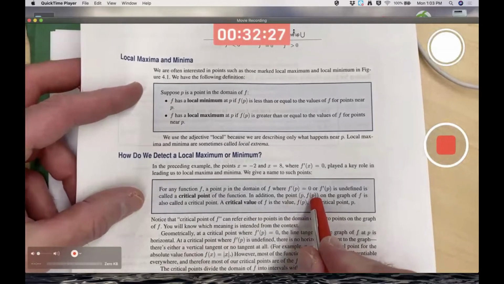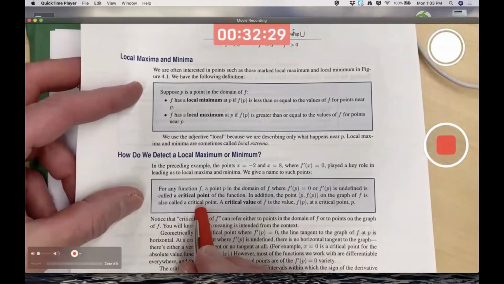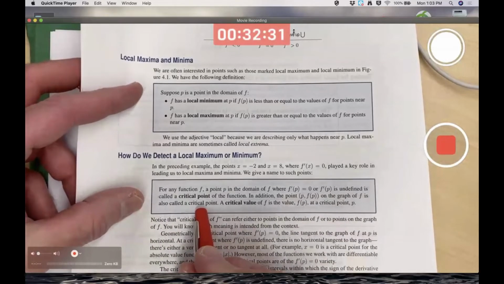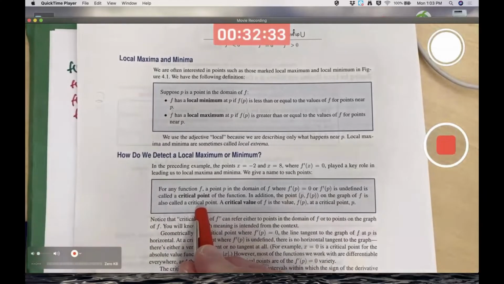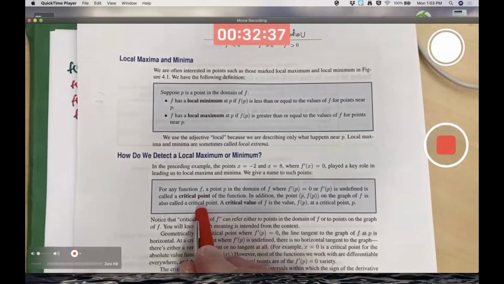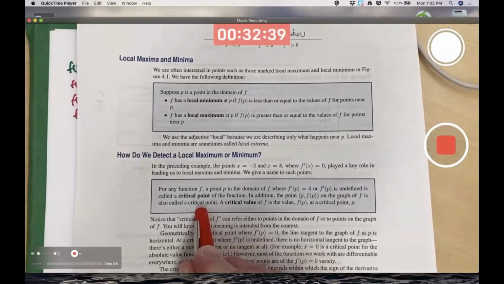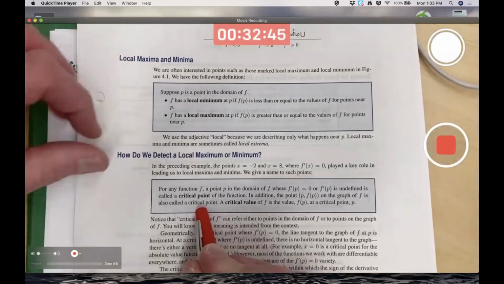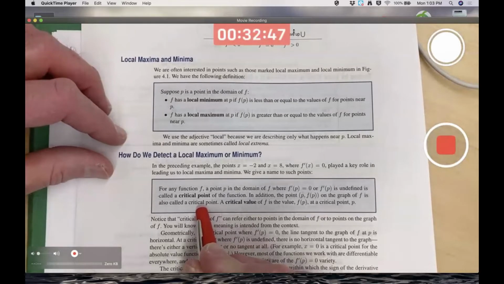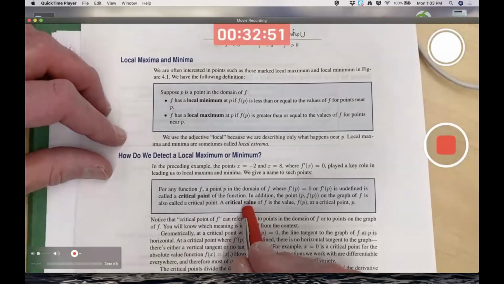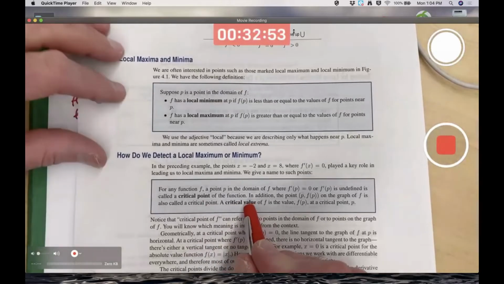Sometimes we call the point itself on the graph also a critical point. So again, the word point is being used with ambiguity here. Sometimes it means the x coordinate, sometimes it means the actual point on the graph. That is a somewhat standard thing to do, to be kind of ambiguous here and use the word point in either situation. However, when you see the word critical value, that means output.